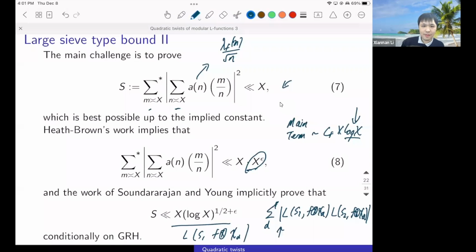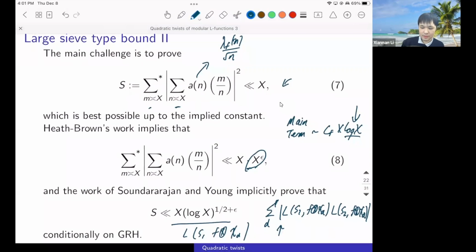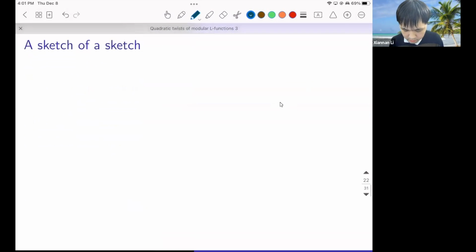Is that okay? Any other questions? Okay, so the point here is to try to prove this optimal large sieve type bound, but with these special coefficients. Okay, so we'll sort of exploit the properties of these coefficients. Okay, so I want to give you a sketch of a sketch where I sketch out some rough pictures of what's going to happen.